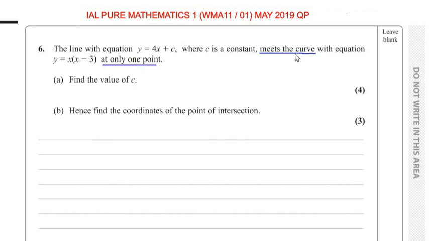In such questions, if you see words like meets the curve, then we have to equate the equation of the line, y of line, to y of the curve. Wherever there are words like intersects, find the points of intersection, or line meets the curve, look for these wordings. These mean that we have to equate both the equations. Here the equation of the line is y equal to 4x plus c, so I will write 4x plus c is equal to the equation of the curve, which is x times x minus 3.